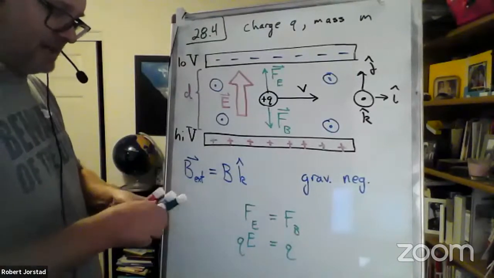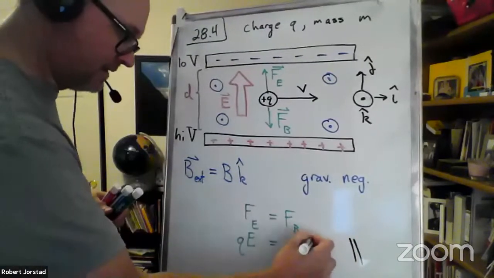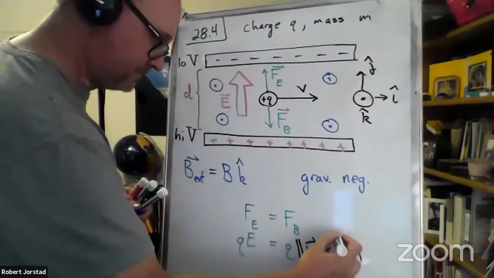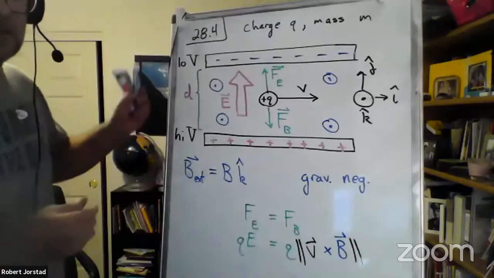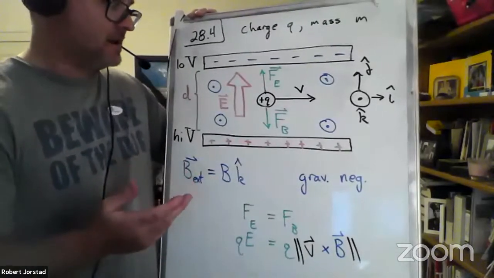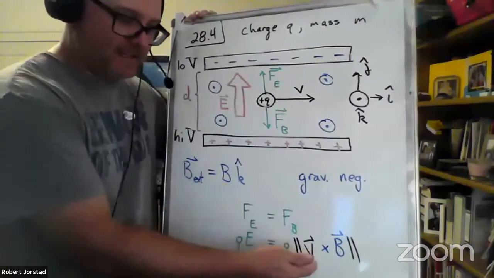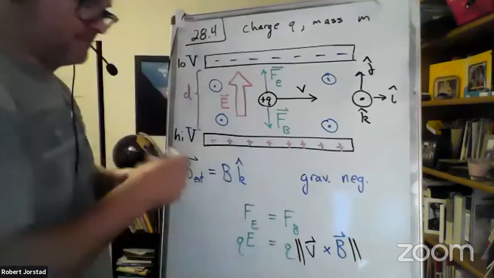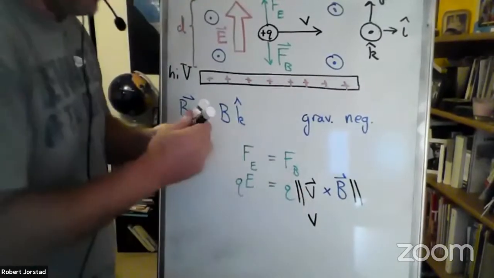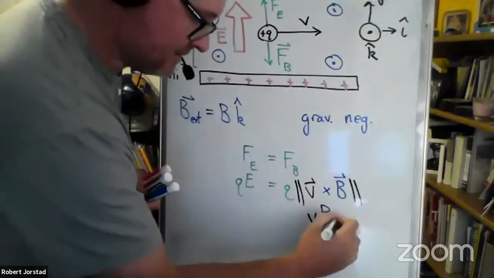Now we got to be careful. I need the magnitude of v cross B. All right, so this means take the magnitude of v cross B. When we do this, hopefully you remember from cross products, the magnitude is v B times sine of some angle.